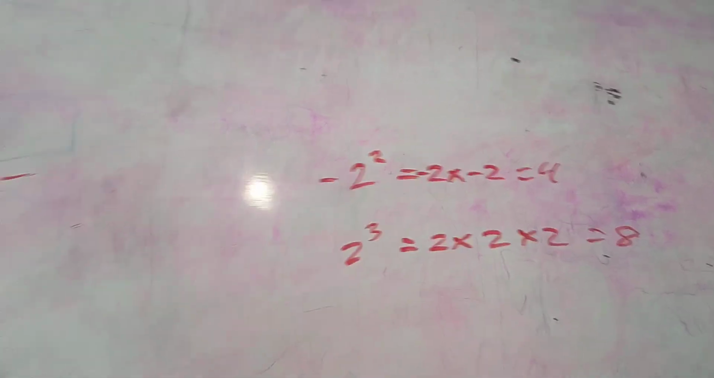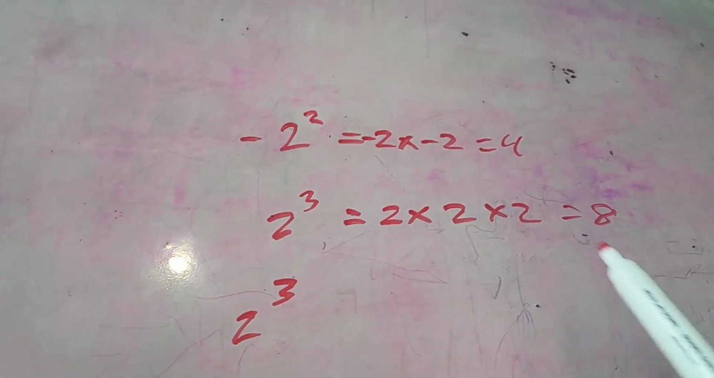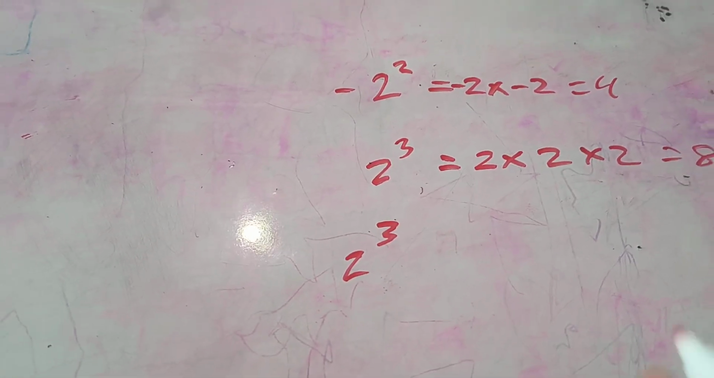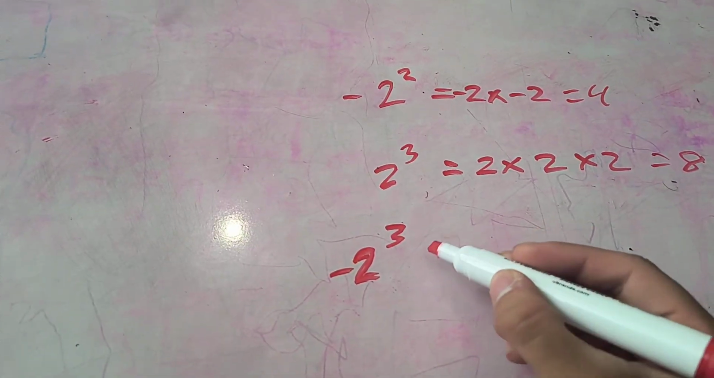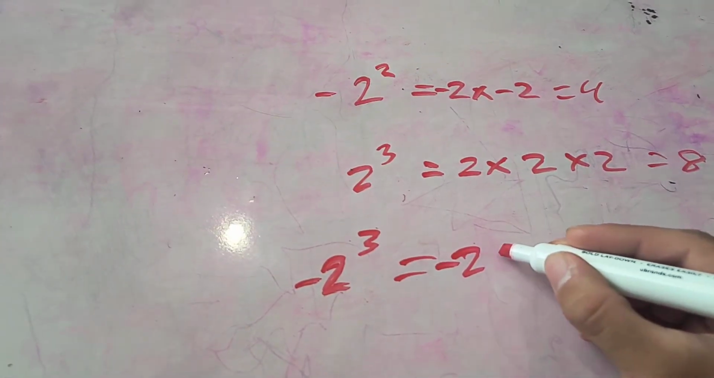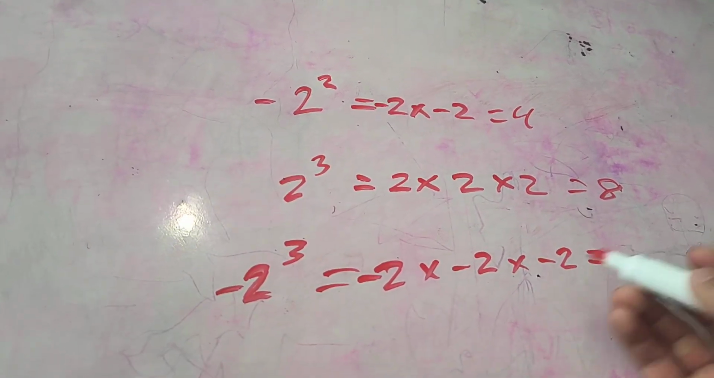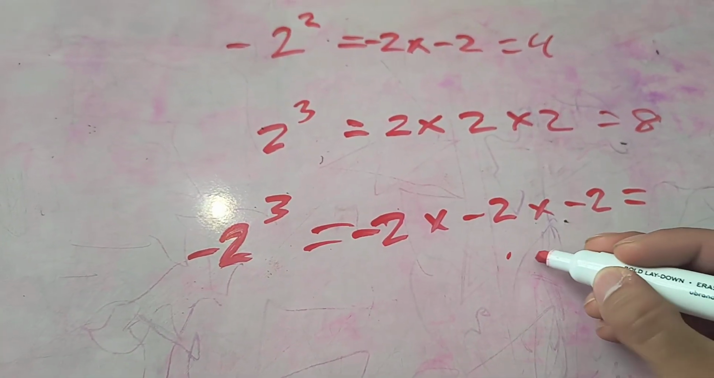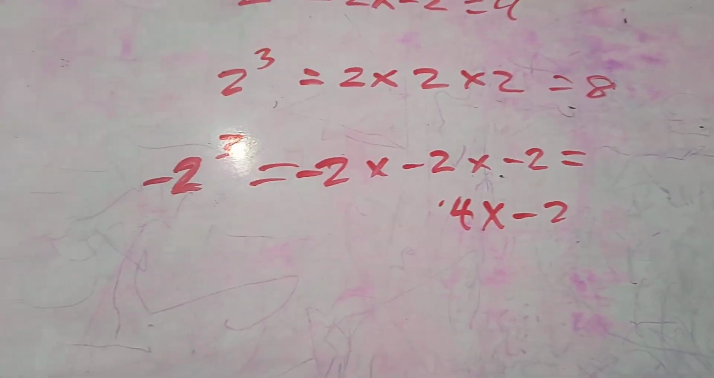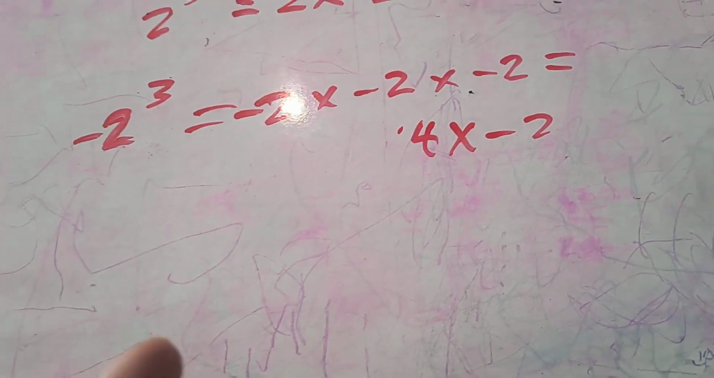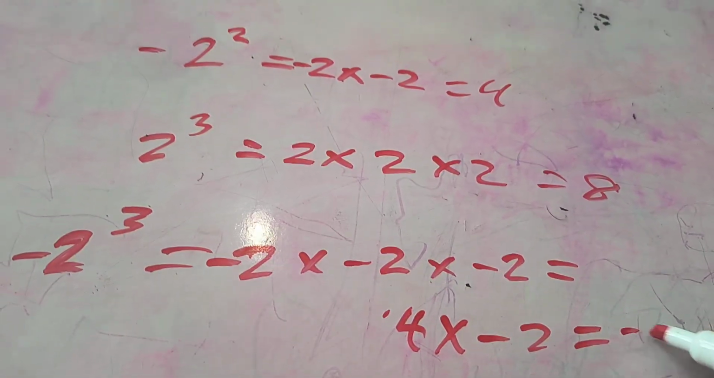Okay, what about negative 2 to the power of 3? We know that 2 to the power of 3 is just 8. But what about negative 2 to the power of 3? Well, let's figure this out. We go negative 2 times negative 2 times negative 2. So negative 2 times negative 2 is 4. Okay, times negative 2. Well, what is negative 2 times 4? Well, 2 times 4 is 8, and a negative number times a positive number equals a negative number. So this would be negative 8.